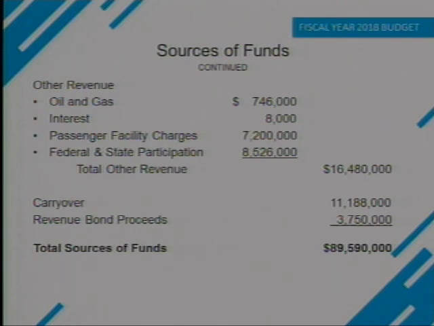We also have passenger facility charges, which is a user fee that supports our capital program. And we have federal and state participation with grants from the Federal Aviation Administration, as well as the Oklahoma Aeronautics Commission. And these are grant funds that are funded at 90%. The Airport Trust pays 10% of the project match, and these are for eligible projects for primarily airfield projects and certain equipment. So total other revenue is $16,480,000.